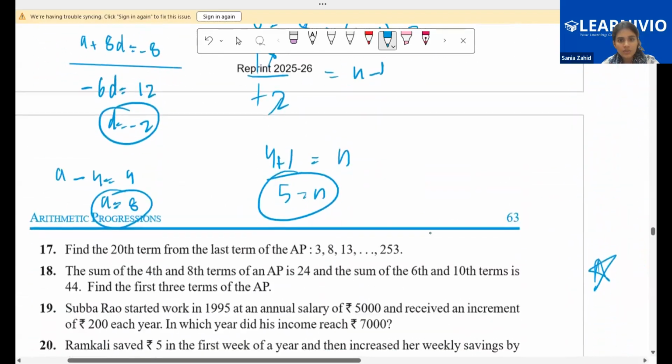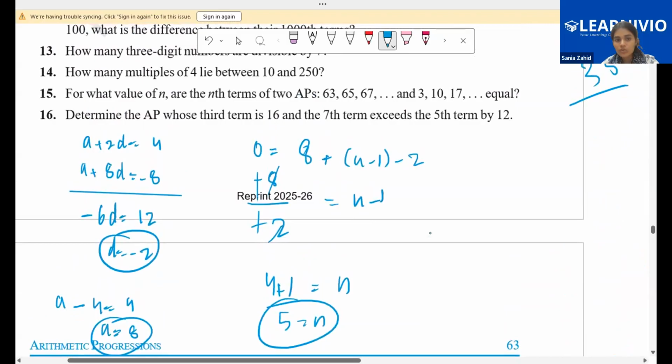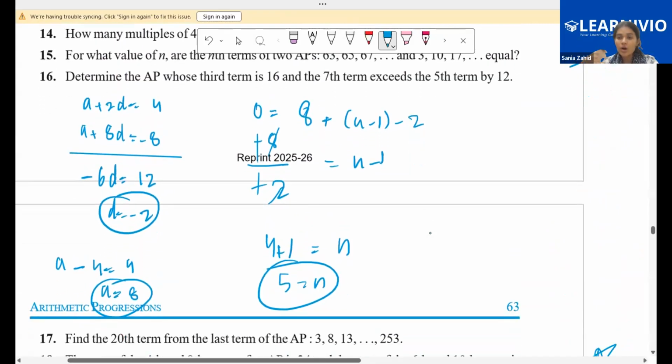Third term is 4. After 4, minus 2, you get 2. Then again you do minus 2, you get 0. So if the third term is 4 and the common difference is minus 2, then the fifth term is 0, right?